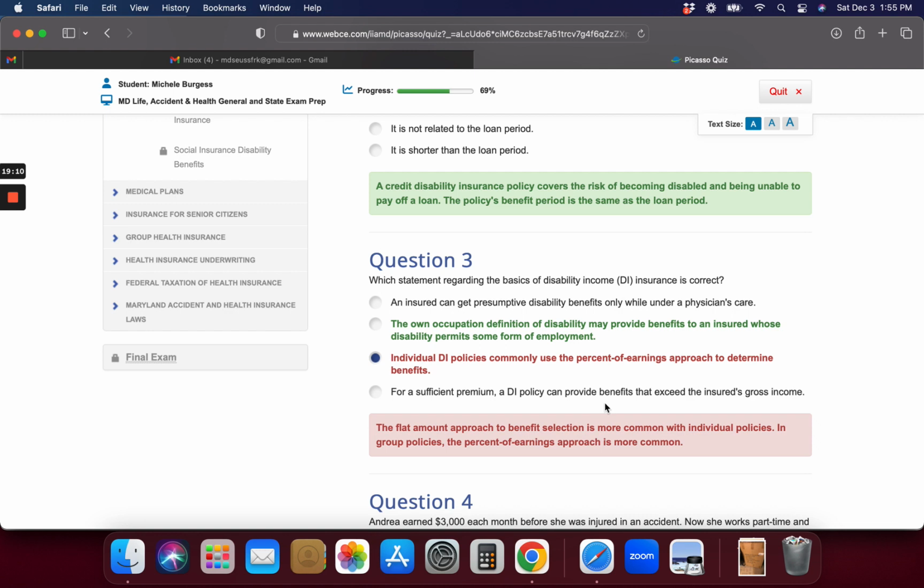All right, which statement regarding DI insurance is correct? Okay, the own occupation definition of disability may provide benefits to an insured whose disability permits some form of employment. All right, so that's the correct answer. The flat approach to benefit selection is more common with individual policies. In group policies, the percent of earnings approach is more common.